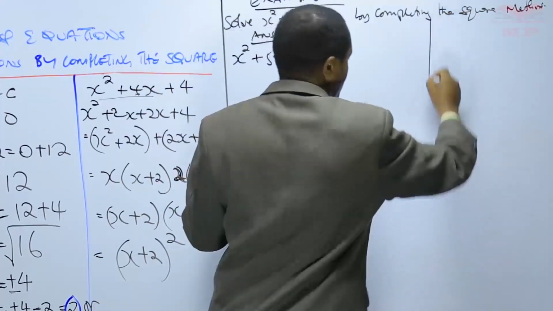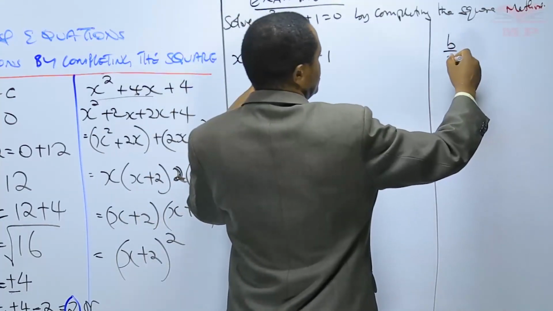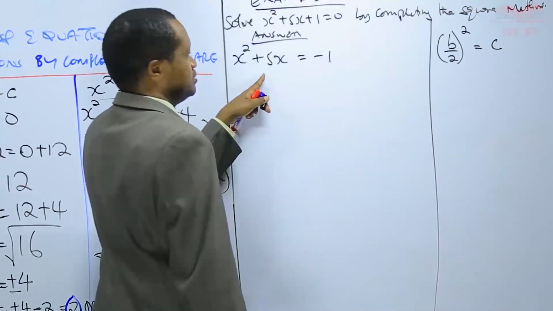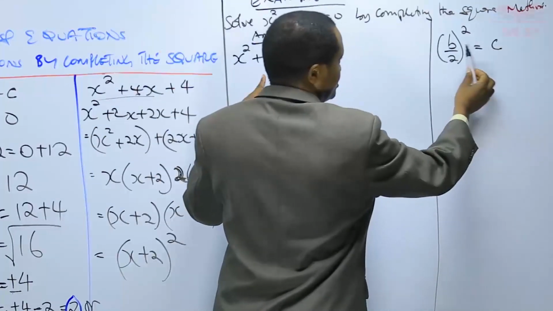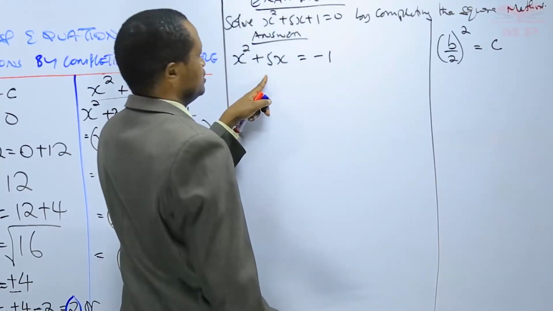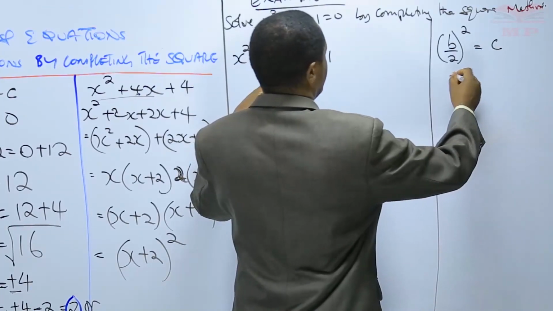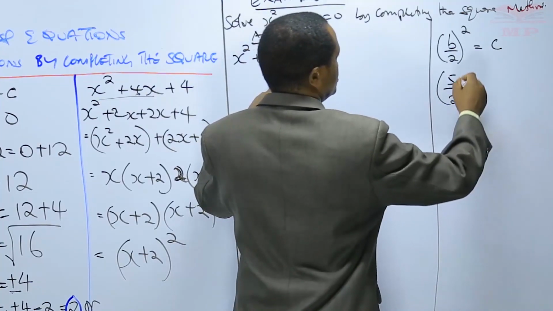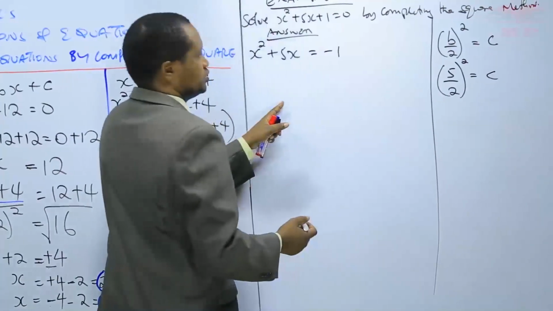Again, the rule: b over 2 squared is equal to c. The missing term here is c. How do you determine c? Half of b, squared, will give you c. Our b here is 5, so 5 over 2 squared is equal to c. So the constant is 5 over 2 squared.